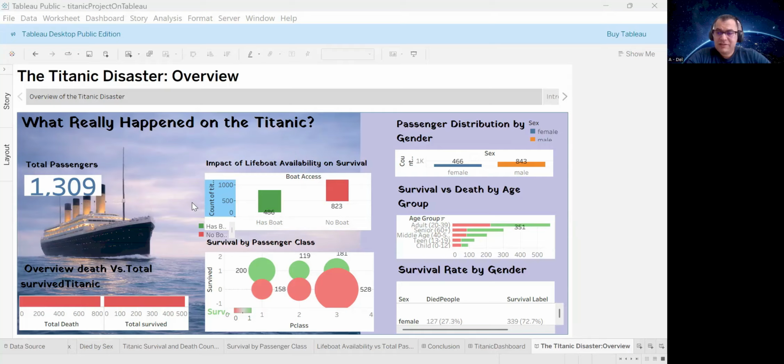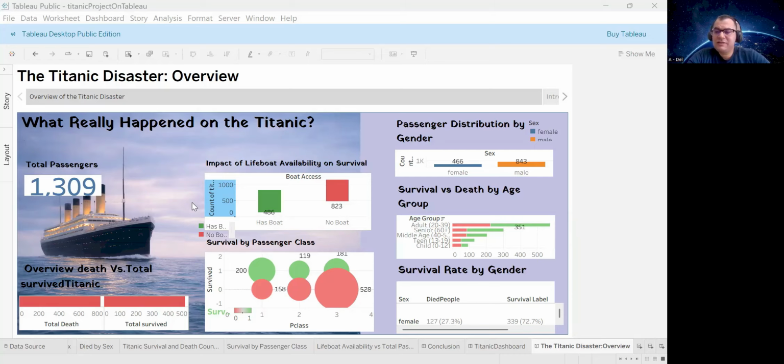Before we go into these factors, for this project, I use the Titanic data from Kaggle, and Kaggle is a popular platform where data scientists share data sets and machine learning projects.